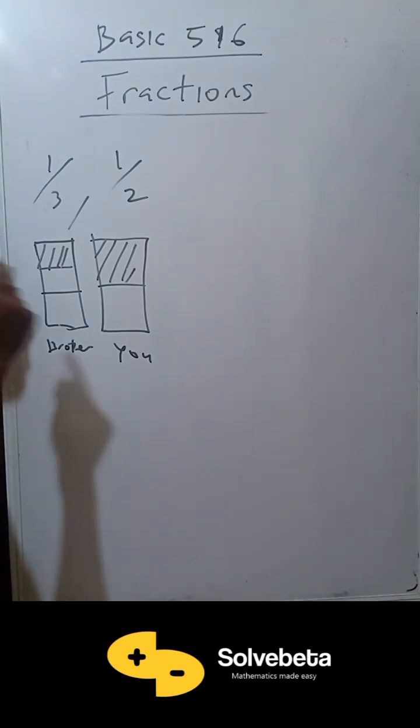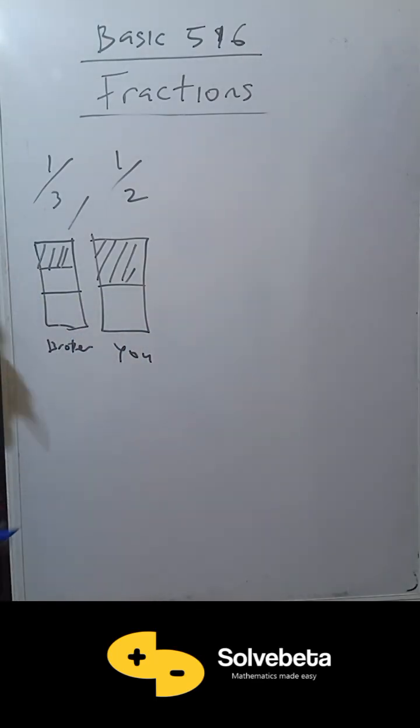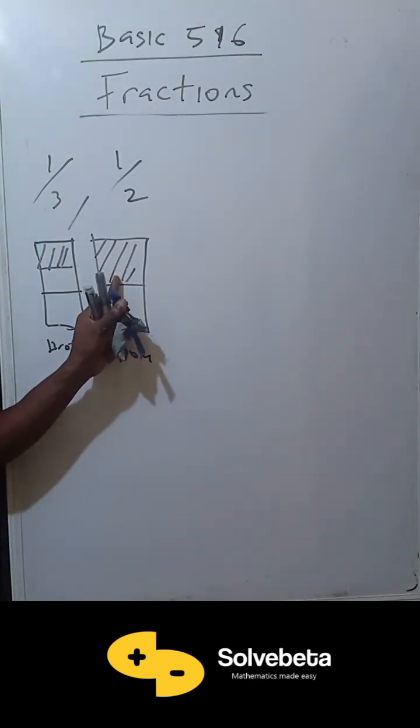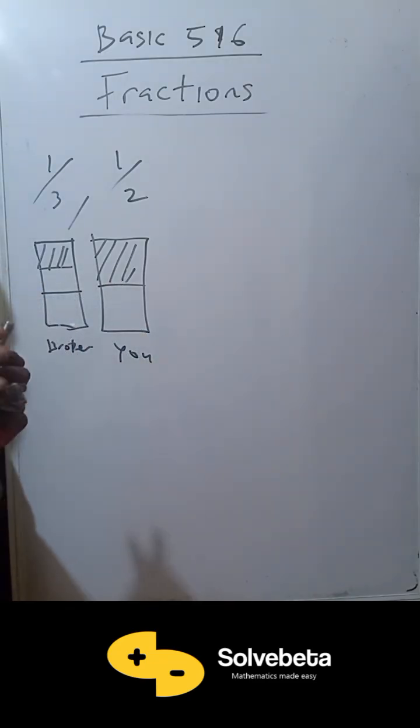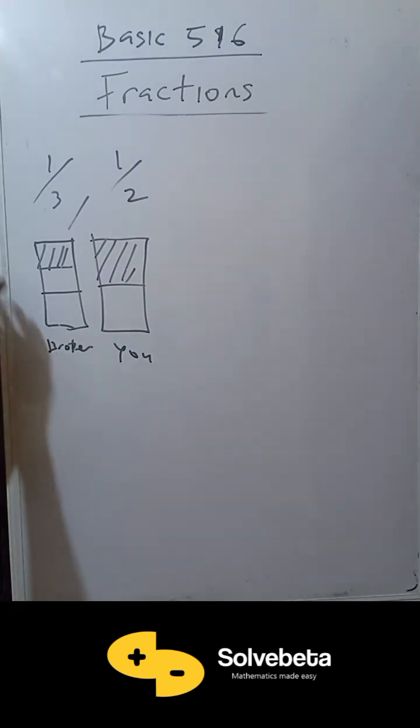Which one will be the biggest? This will be the biggest. Look at it. Because the same loaf of bread, he divided into 2 and gave you 1 out of the 2. But the one he gave to your brother, that same loaf of bread, the second one, he divided into 3 and he gave your brother 1.